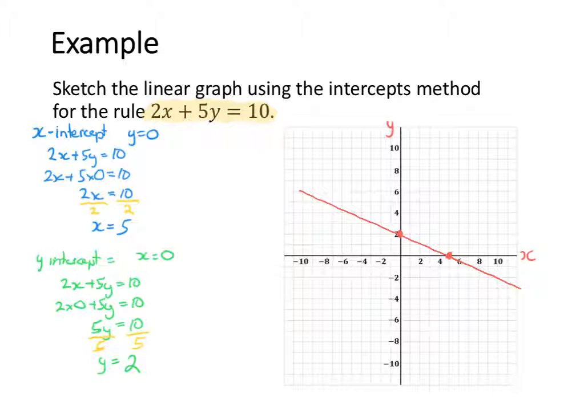So once I've drawn my straight line, I go ahead and label that line with the rule from the question. So 2x plus 5y is equal to 10. And that's an example of how I use the intercepts method to graph a linear line on a Cartesian plane where I've got to actually calculate both the x and the y-intercept from the rule provided.